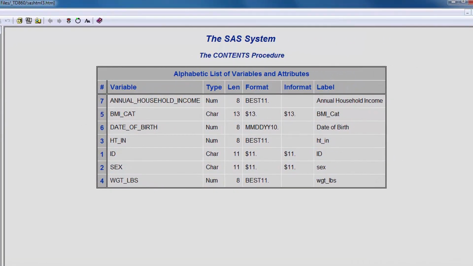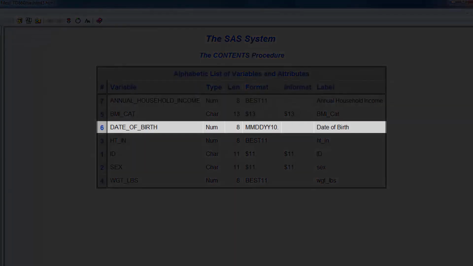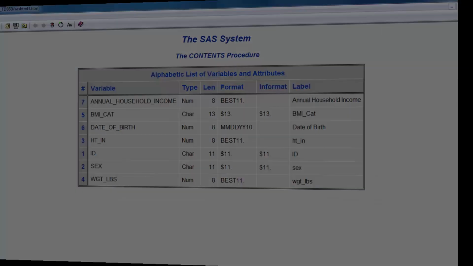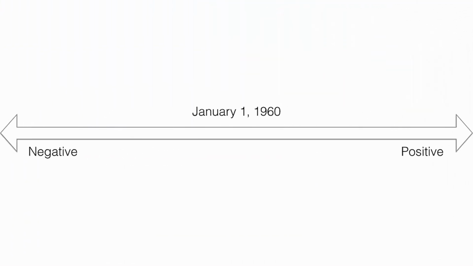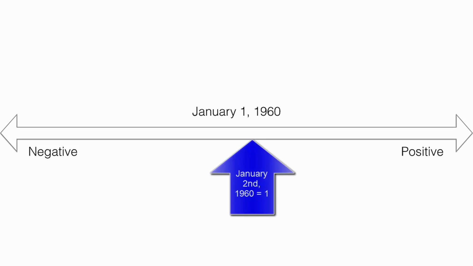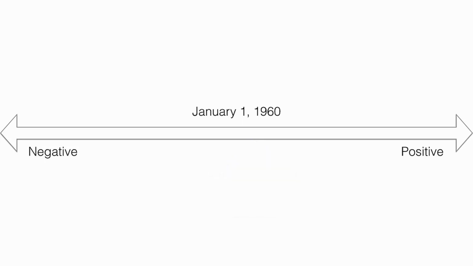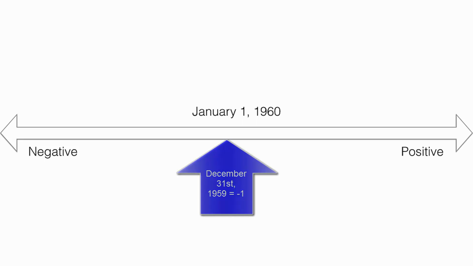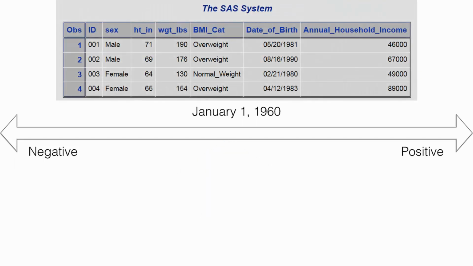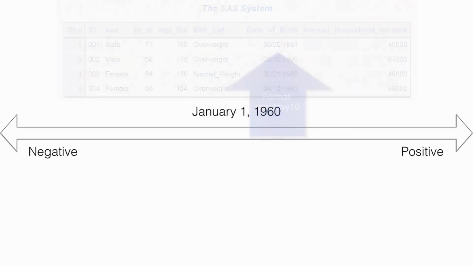This table shows attributes for all of the variables in your dataset. You can see that this is still a numeric variable, but that the format MMDDYY10 has been applied. SAS actually stores the date information as the number of days since January 1st, 1960. For example, January 2nd, 1960 has a value of +1. December 31st, 1959 has a value of -1. So the data value actually stored for participant 001 in the date of birth column is 7,810. But because the import procedure recognizes this as a date during the import process, SAS adds the format MMDDYY10.